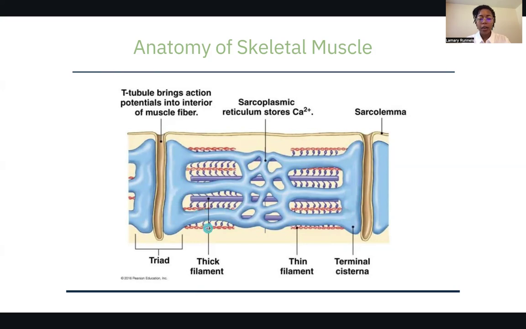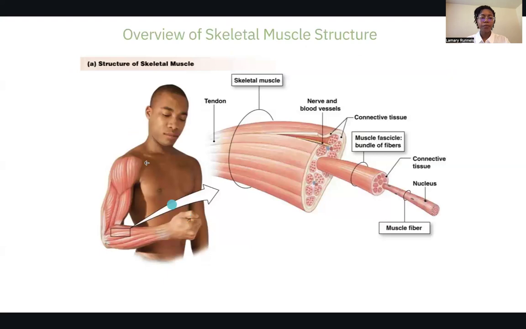On the inside are the thick filaments, which is this deep purple line that's known as myosin. And then you have thin filaments, which is this red, thread-like, interwoven area. That's the actin. And when you have two terminal cisternae, or two ends of the sarcoplasmic reticulum, along with a transverse tubule, that's called a triad.